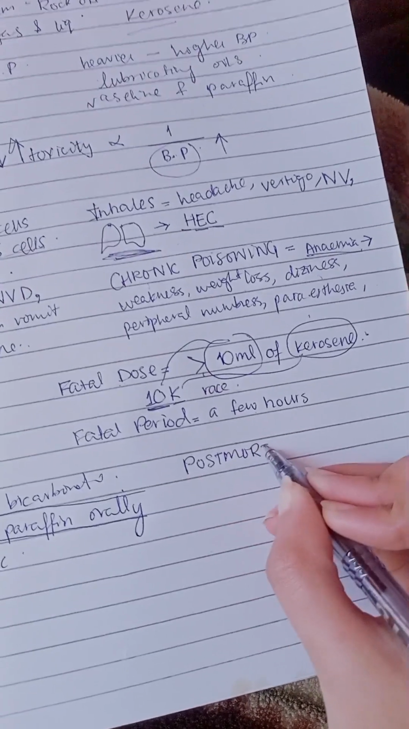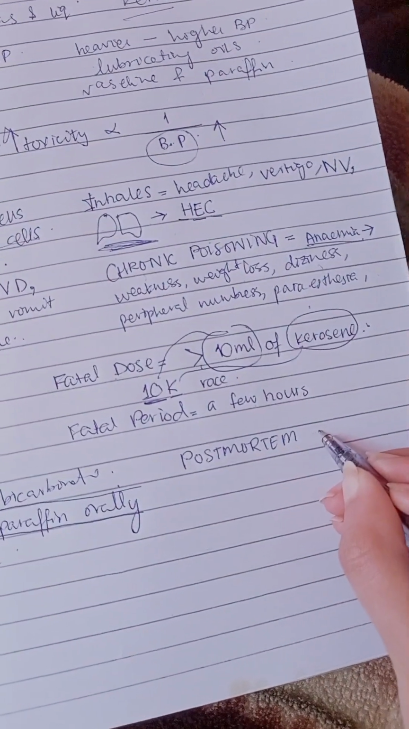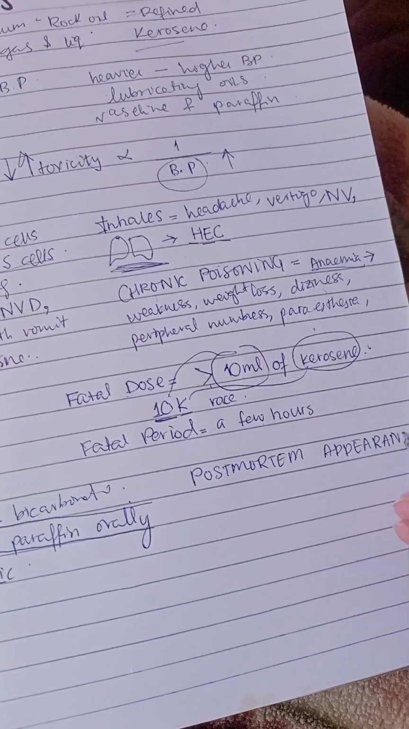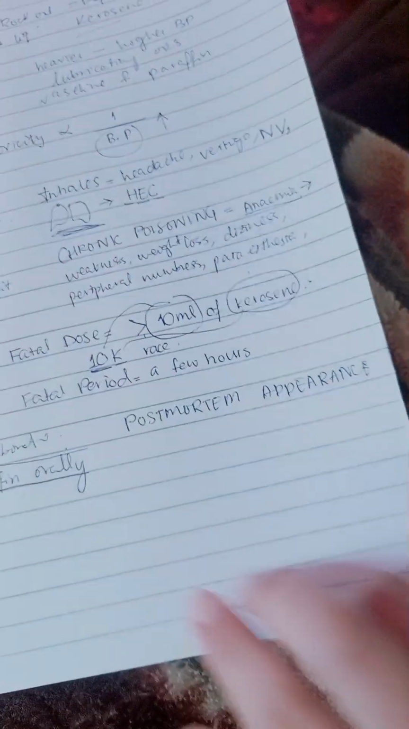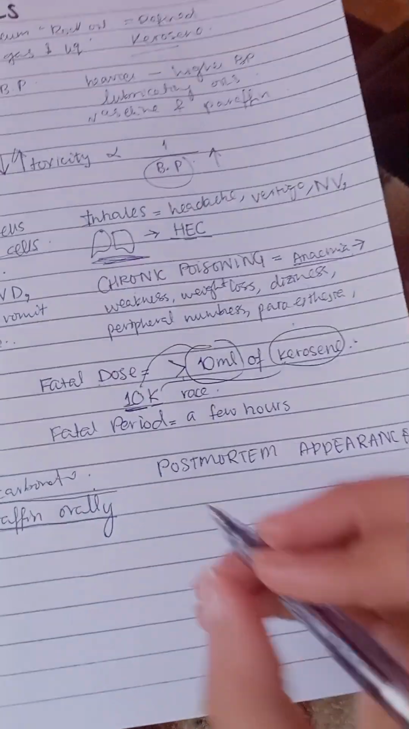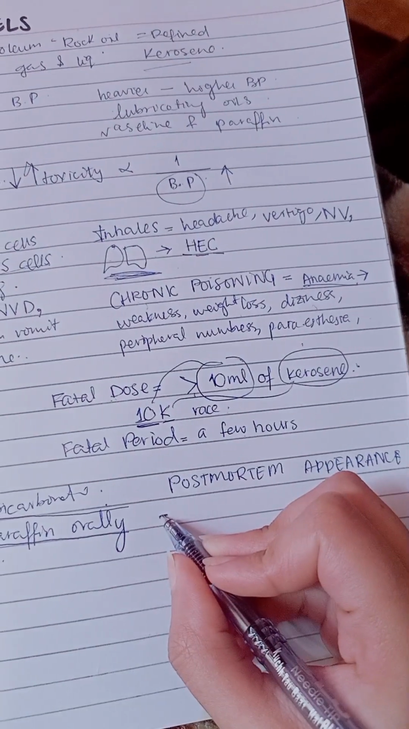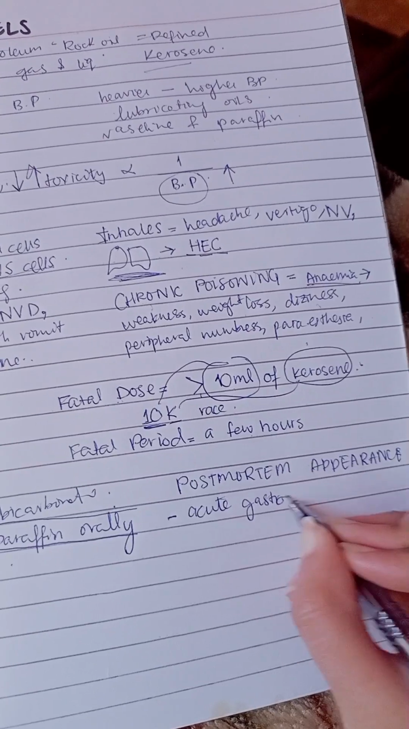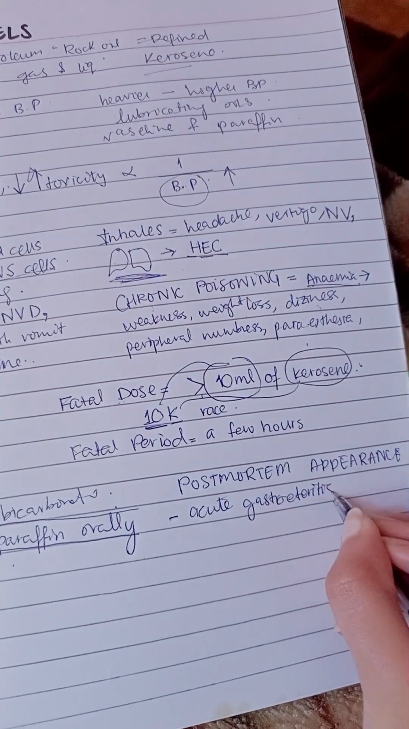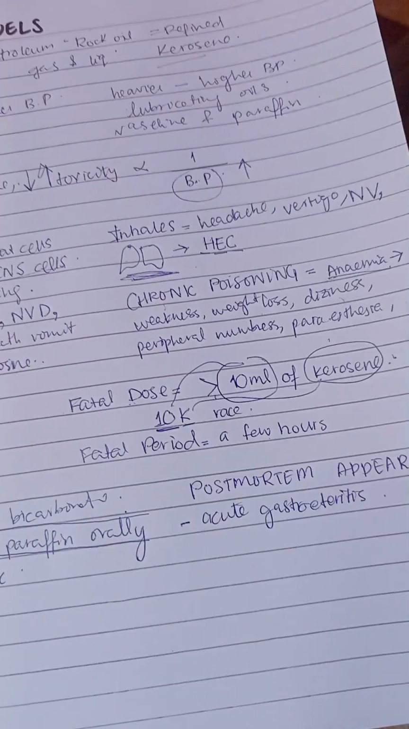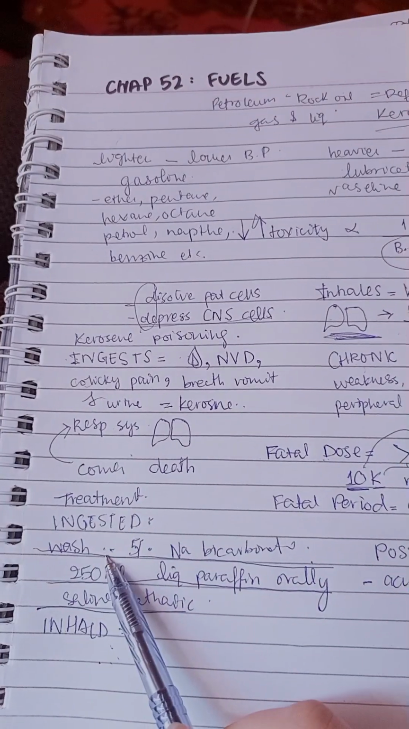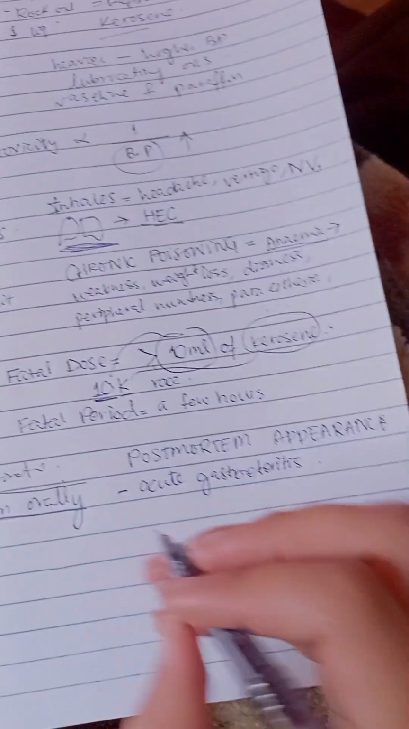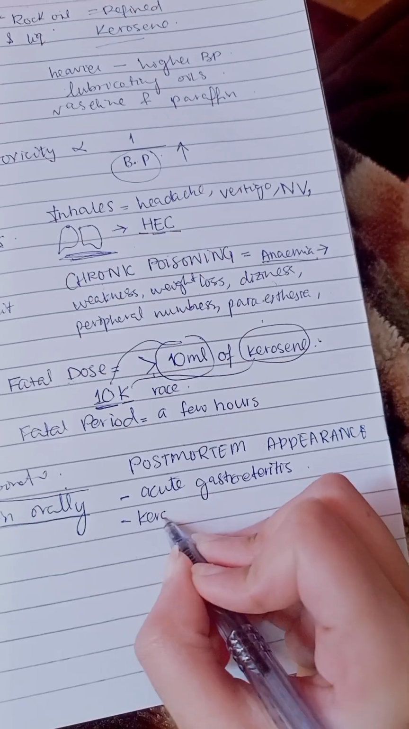Next, we will talk about the postmortem appearance. There are a few points that we will list in order to help you identify if the dead body died because of kerosene poisoning. The first point is there will be acute gastroenteritis. We can link this with the stomach wash, which is used as a treatment. You can link these in order to remember the postmortem appearance.